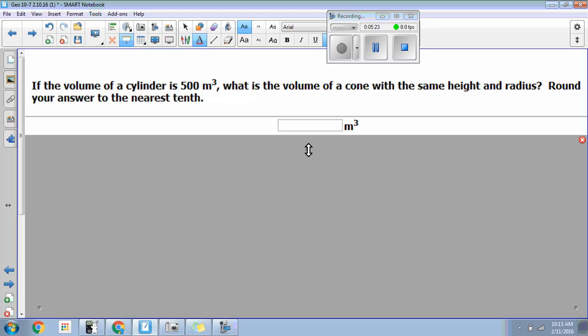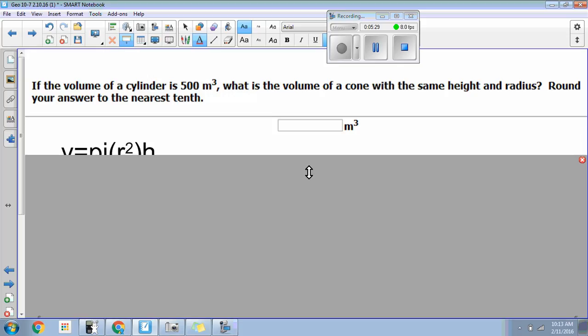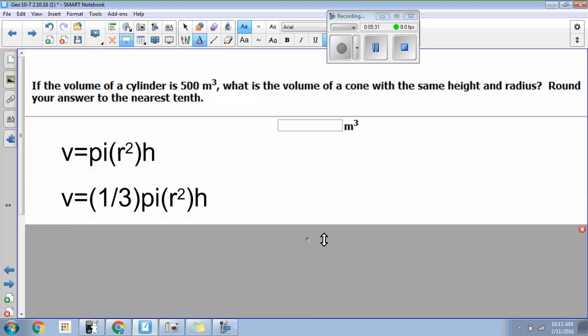You need to compare the two formulas, the volume of a cylinder with the volume of a cone. If you write them out, you will notice they look extremely similar. The only difference is that for the cylinder, you have pi r squared h, and for the cone, you have 1/3 pi r squared h. So the cylinder is going to have 3 times as much volume as the cone. Or think of it the other way, the cone is going to have 1/3 the volume of the cylinder.